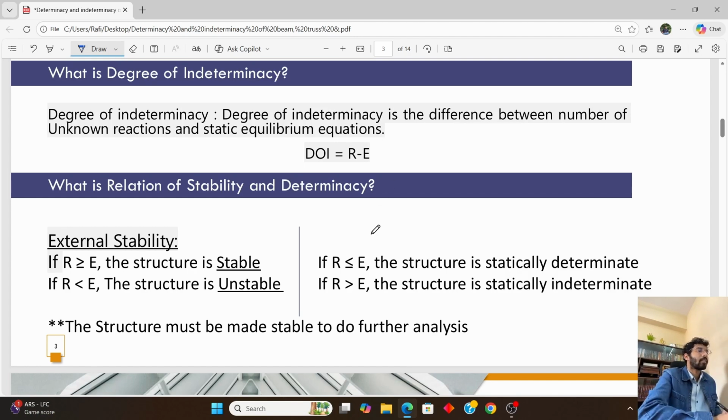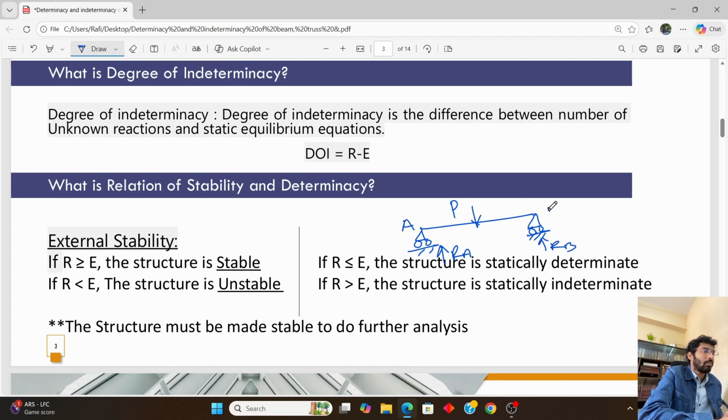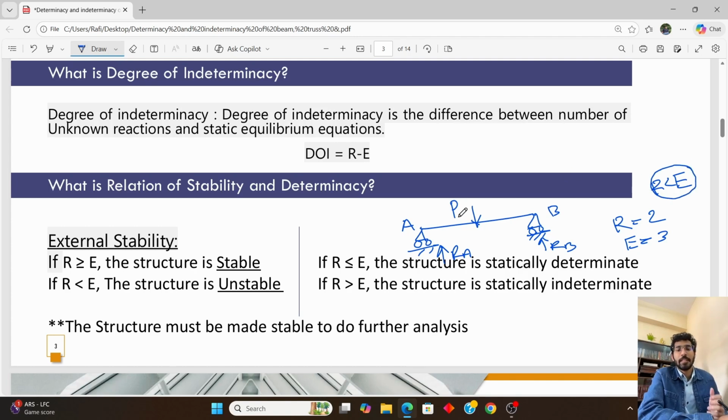Suppose we have a beam. There are two roller supports at the two ends of the beam, and a load is acting here. So we have two unknown reactions here, that is R of A and R of B. This is A point, this is B point. So the value of R will be 2 and the value of E, we all know, is 3. So here R is less than E. So we can say that this is a determinate structure.